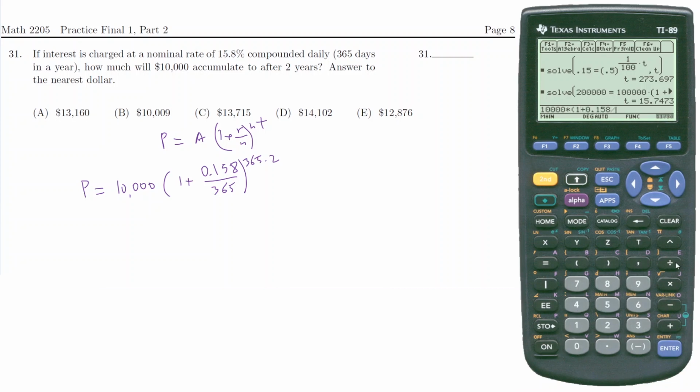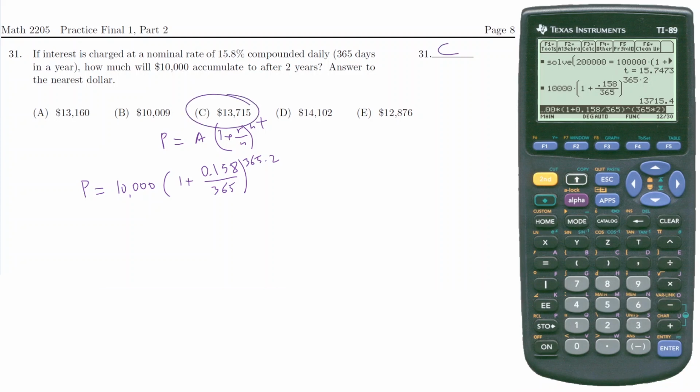Again, I'm not explaining as many things as I should, but the goal of this video is not to explain the tricks and tips. The goal is to just do this as fast as I can. So it's going to be 13,715. So number 31 is supposed to be C.